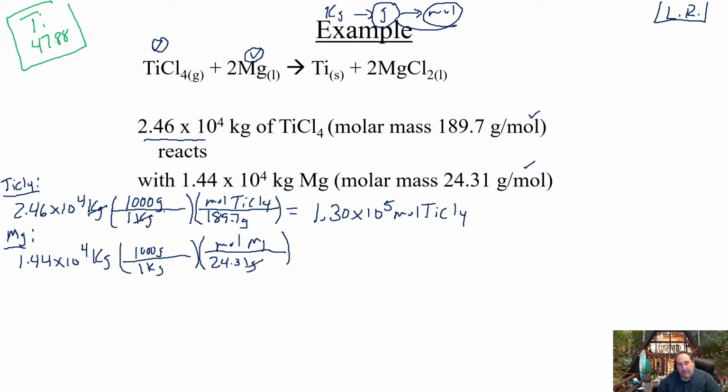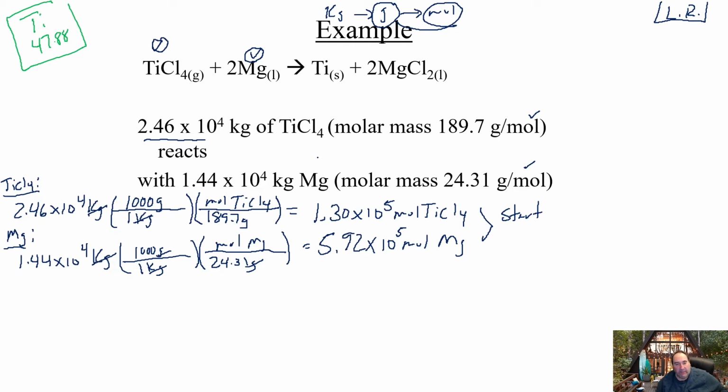Moles of magnesium up on top. Grams cancel. Kilograms cancel. And that will give me 1.44, making sure you're using your exponent button when you do this, times 1,000 divided by 2431. That's going to give me 5.92 times 10 to the 5th moles of magnesium. Once again, this is going to be my starting amount.